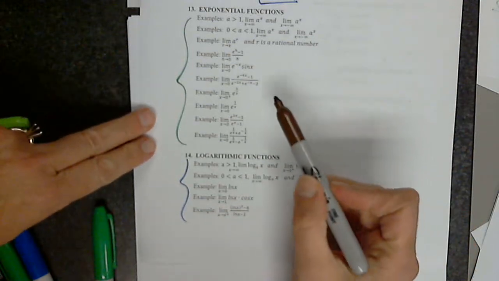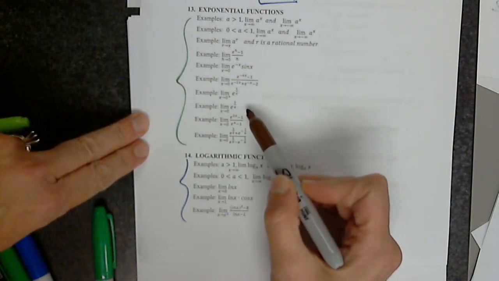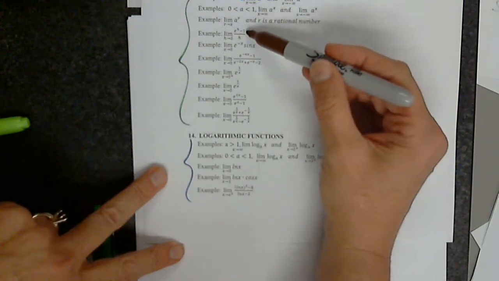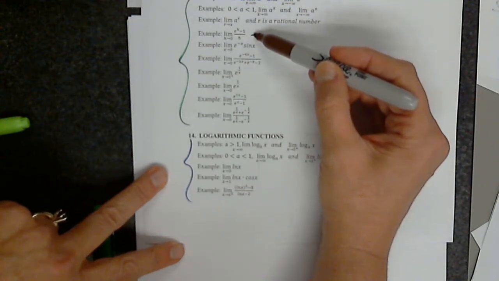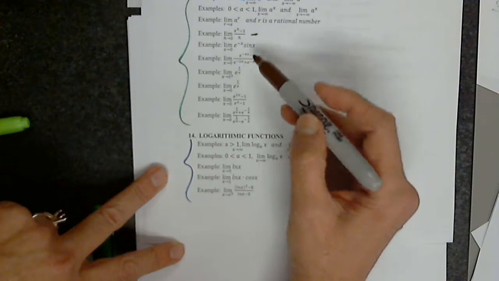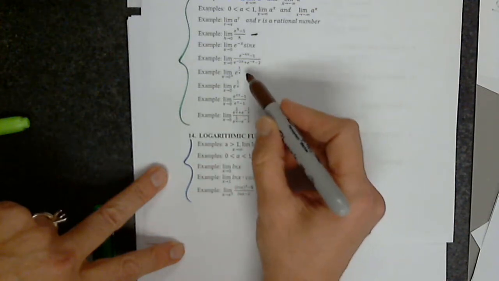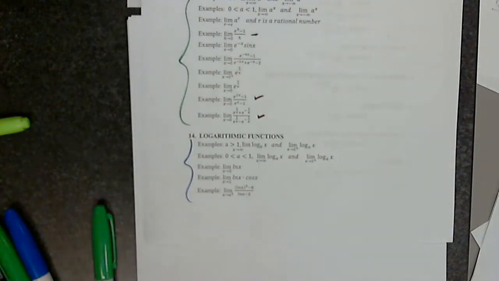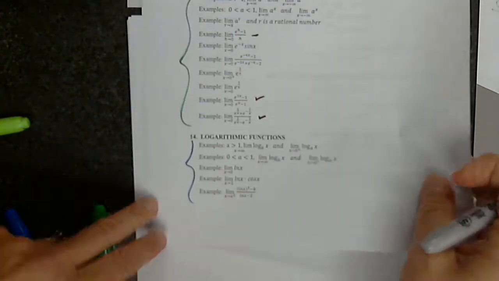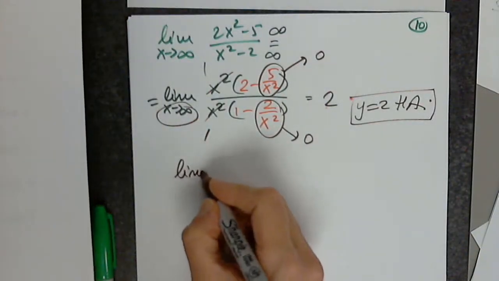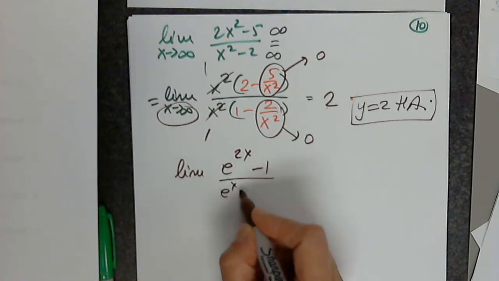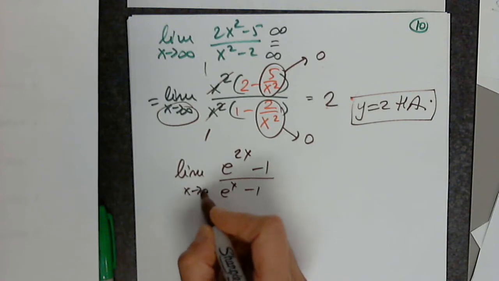Okay, so let's look at the exponential functions. There's a lot here. These are a little bit for later. This is a little bit later. So let's just look at these two. Okay, so let's look at the limit of e to the 2x minus 1 over e to the x minus 1 as x approaches 0.